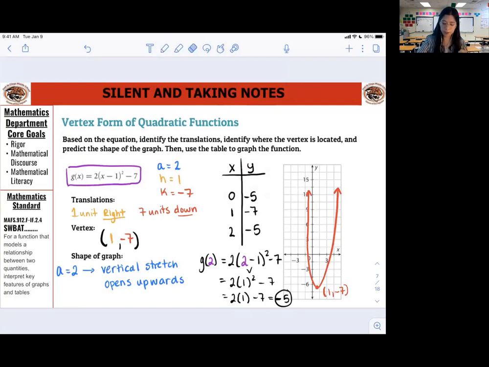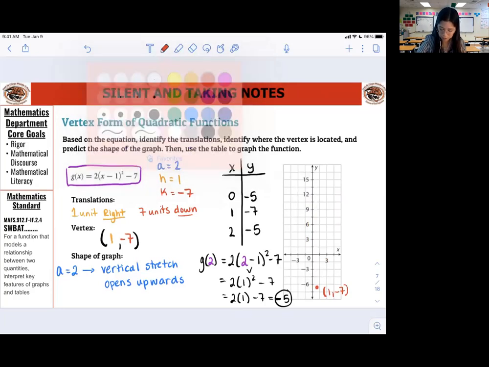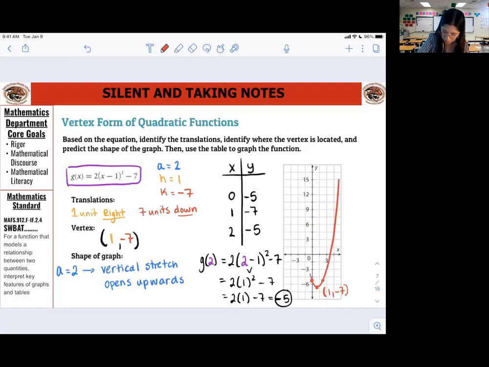So let's take a look. Now I'm going to make this graph a little bit more accurate. I'm going to go to 0, comma, -5. And I'm going to go to 2, comma, -5. So here's this right here. And that just helps me to determine a little bit better the shape of my parabola. So it's a little bit more accurate.